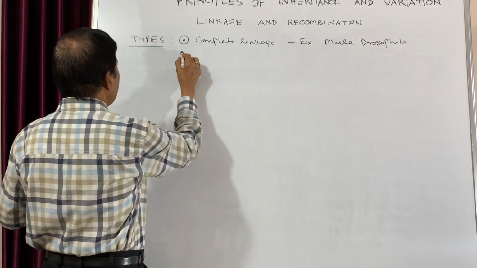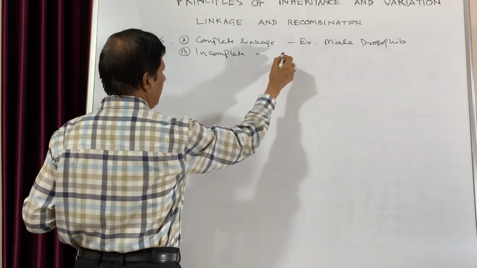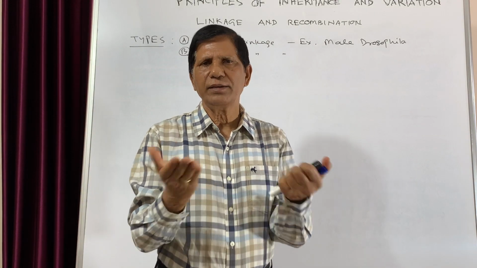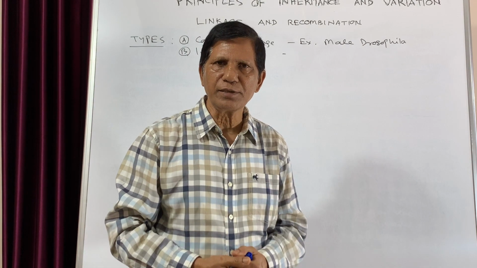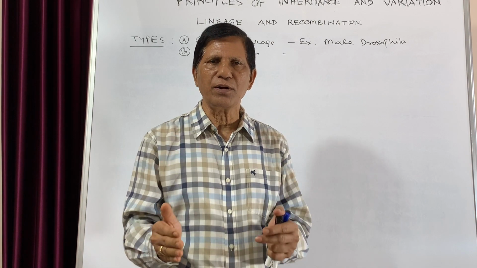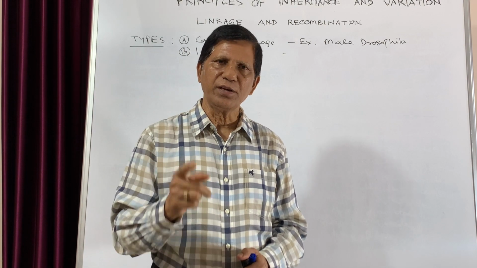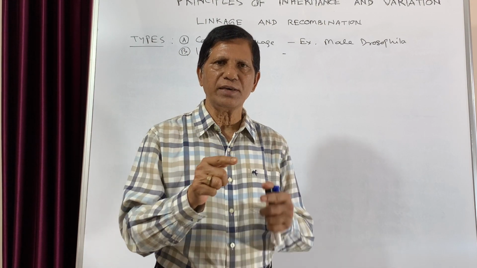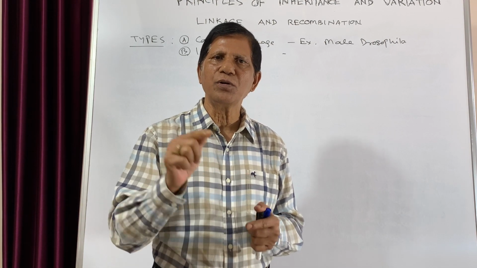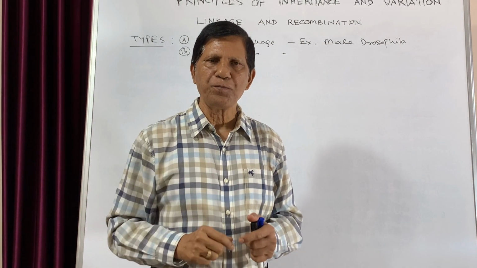Then the second one is incomplete linkage. We call it incomplete linkage when the linkage is not 100%. That means when there is recombination, when there is crossing over, then linkage decreases and crossing over increases. As I have already told you, linkage ranges from 50% to 100%, while crossing over ranges from 0 to 50%. So as the linkage decreases, the crossing over increases.